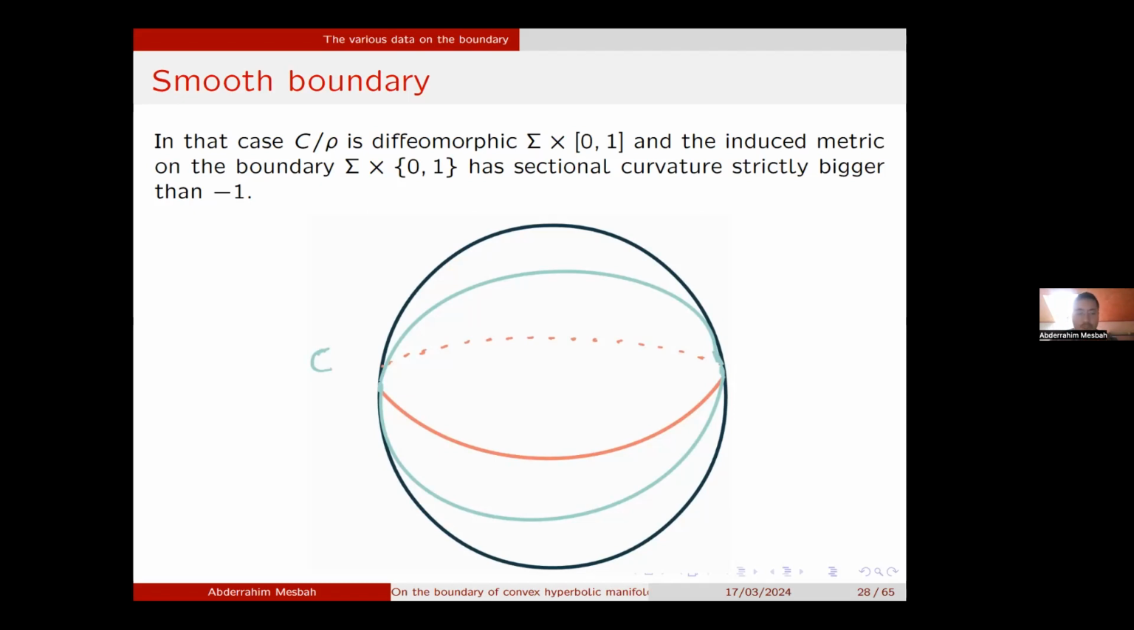And moreover, we know that the metric induced on the boundary of C is a metric with sectional curvature bigger than -1. This comes from the convexity.